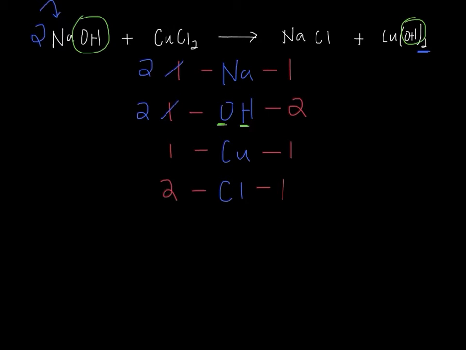So since my sodium's unbalanced now, I'm going to go over to my product side and balance it by adding a 2 in front of my sodium chloride. So I now have 2 sodiums on my product side, but that 2 also distributes to the chlorine, so I also have 2 chlorines. Which, if you notice, I already have 2 chlorines on my reactant side, so my chlorines are now balanced. So I'm going to check my work.